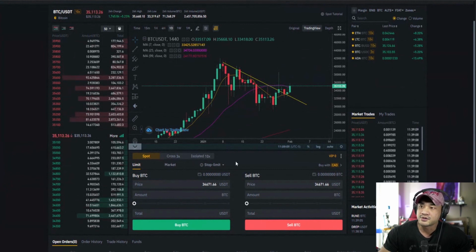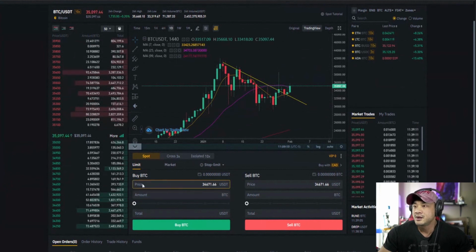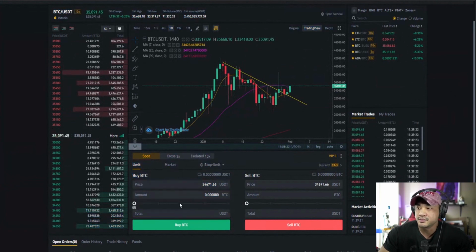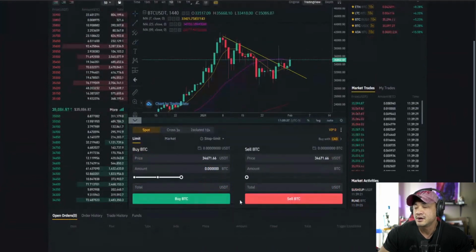If you don't want to use leverage, then you just go to spot and you can start inputting the price that you want to buy it at and the amount of Bitcoin that you want to buy. And they even have this nice feature that says, if you don't want to do the math yourself and you just say, well, I want half my money in Bitcoin, you click that, get it to 50%, and it'll automatically tell you how much Bitcoin you can get depending on your money. I've got no USDT in here right now. That's why it's saying I can't buy any. And then same thing for selling.